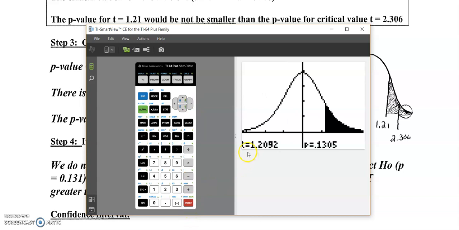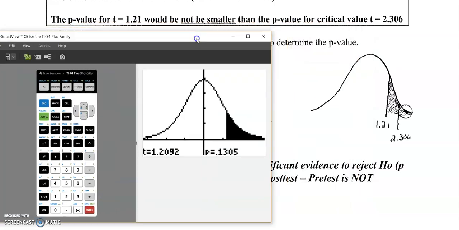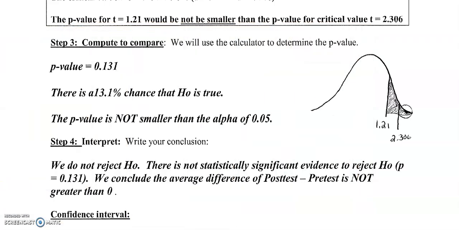And we get our test statistic of 1.2092, very close to what we got by hand, and our p-value of 0.1305. We're going to compare that p-value to our alpha. Our p-value of 0.131 is not smaller than our alpha of 0.05, so we do not reject H0. There is not statistically significant evidence to reject H0. We conclude that the average difference of post minus pre-test is not greater than 0.